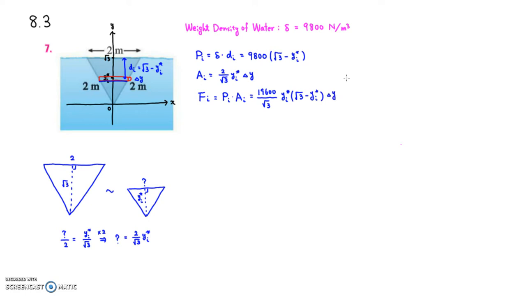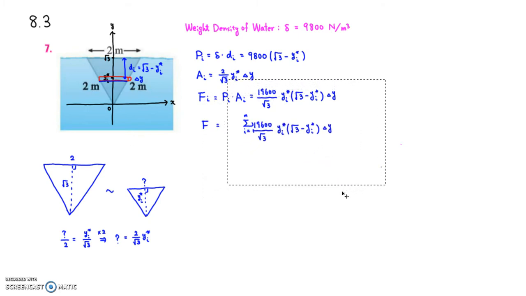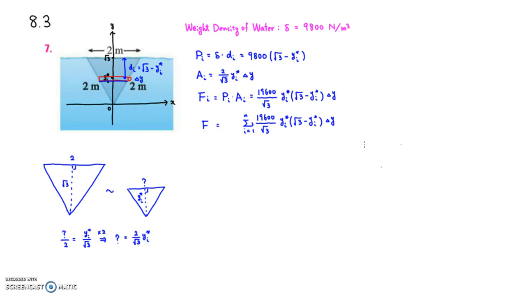Once you have Fi, we can find the hydrostatic force on the entire triangular piece. We just go through the summation from 1 to n. Then we just copy the same thing, so I'm going to copy this and paste it right there. Then to make this approximation more accurate, we take the limit as n approaches infinity.